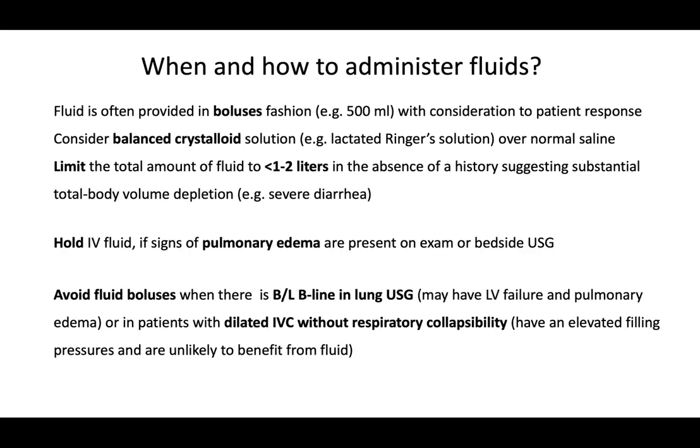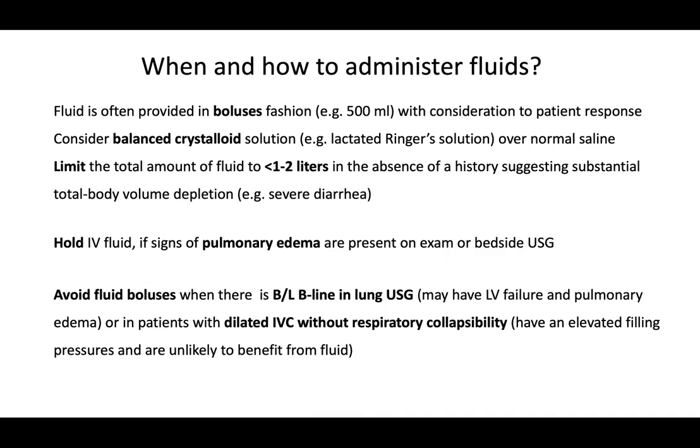When and how to administer fluids? Fluids are often given as boluses of 500 ml, with consideration of the patient's response. Always consider a balanced crystalloid solution over normal saline because of the risk of hyperchloremic metabolic acidosis. Limit the total amount to 1 to 2 liters in the absence of history suggesting substantial total volume depletion, because you can always look into the filling status of the heart or the IVC before going further.